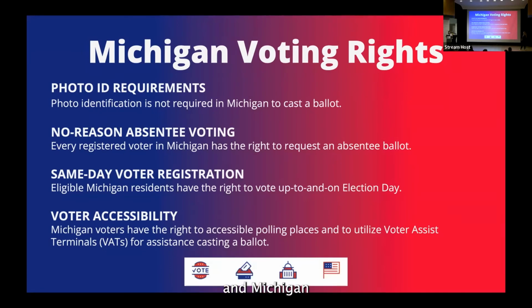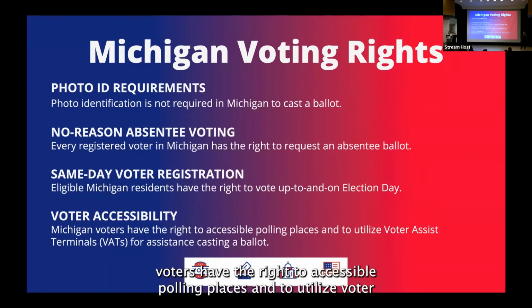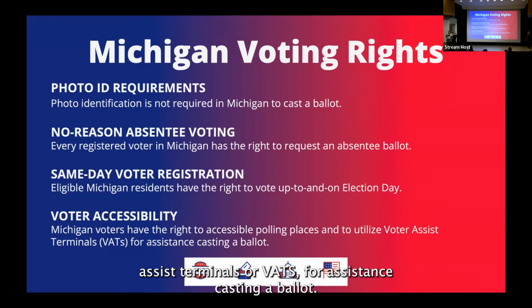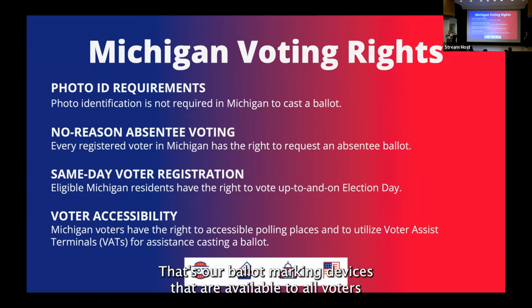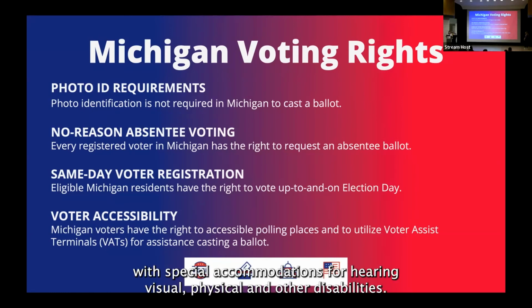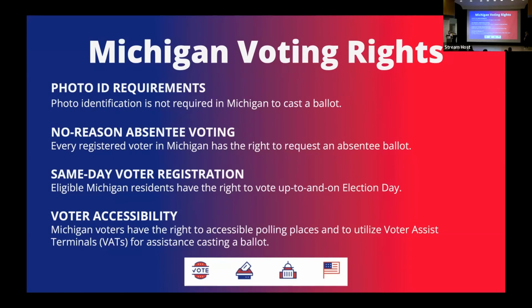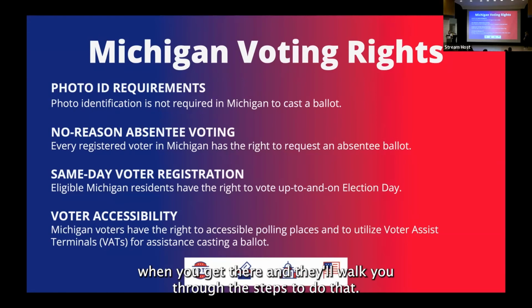And Michigan voters have the right to accessible polling places and to utilize voter assist terminals, or VATs, for assistance casting a ballot. VATs are ballot marking devices. They're available to all voters with special accommodations for hearing, visual, physical, and other disabilities. If you would like to use a VAT to cast a ballot, when you arrive at your polling place, notify an election inspector, and they'll walk you through the steps to do that.